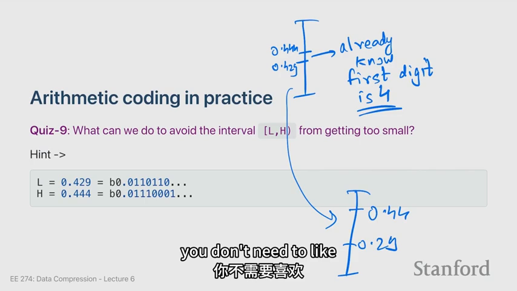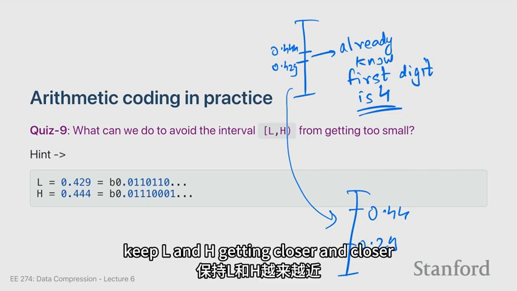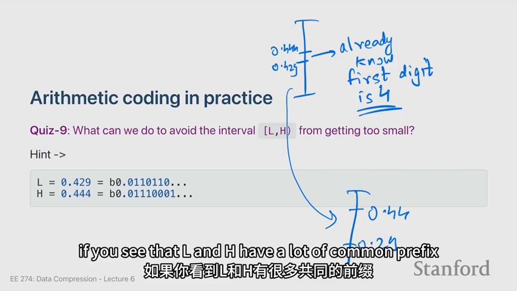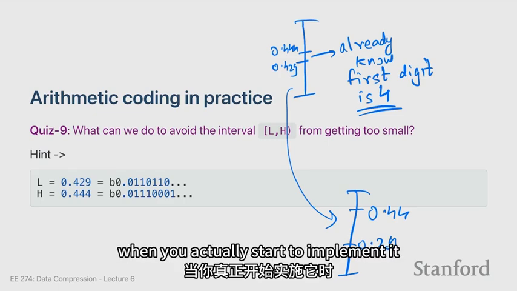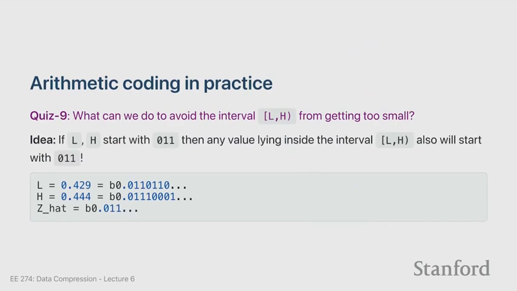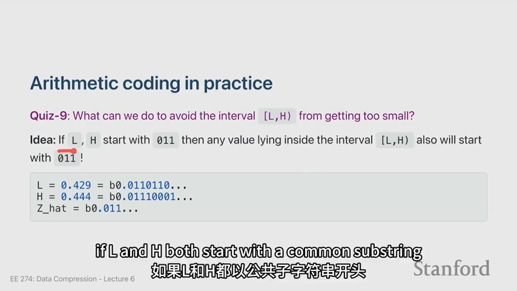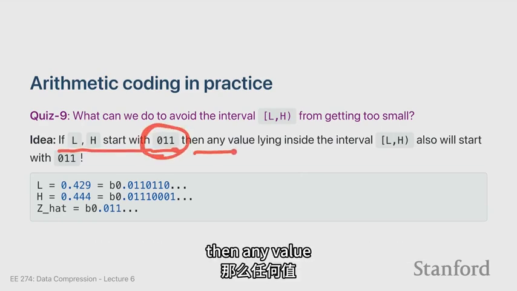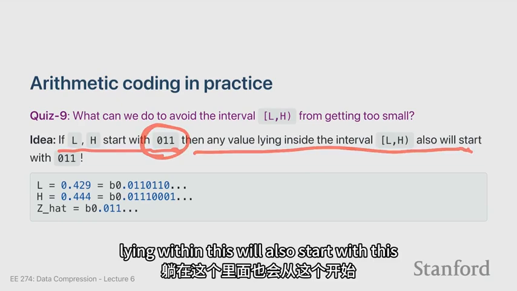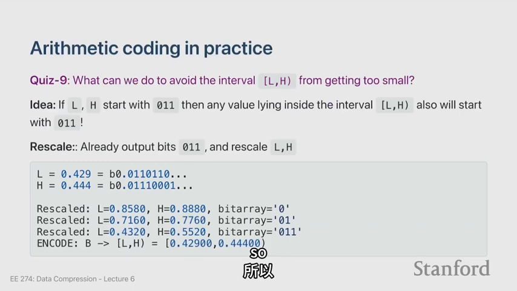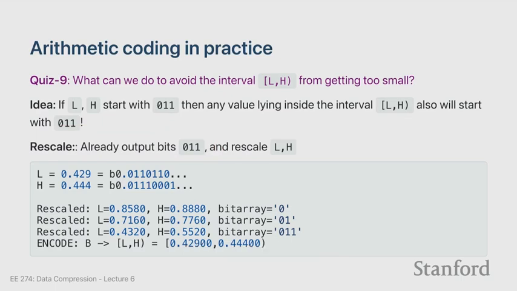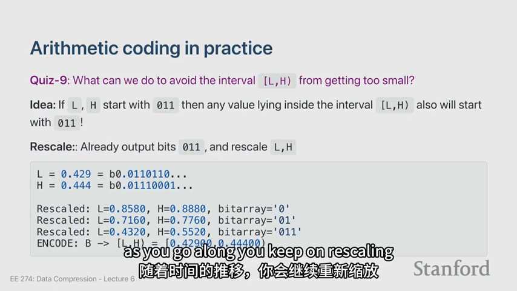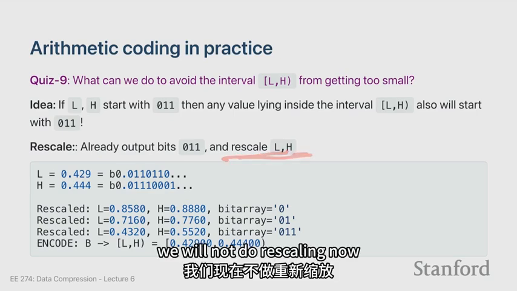You don't need to keep L and H getting closer and closer. At some point, if you see that L and H have a lot of common prefix, you just release the prefix. This is the sort of thing that gets very tricky when you actually implement it. If L and H both start with a common substring, then any value lying within will also start with this, so you output the bits. It's a streaming algorithm. You don't need to wait till the very end to output a single bit. As you go along, you keep on rescaling. We will not do rescaling now.